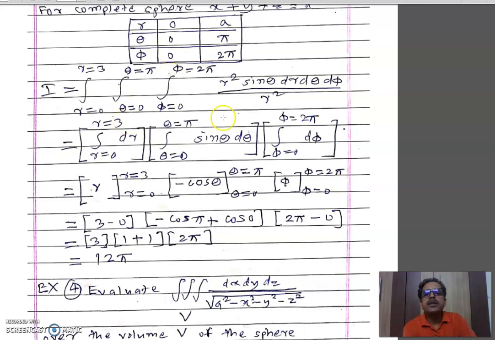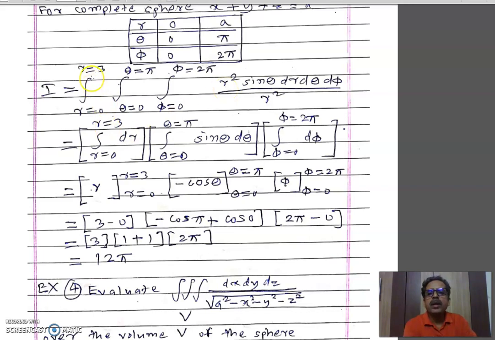Now you can see that this triple integration is converted into r theta phi. Limit of r 0 to 3, limit of theta 0 to pi, limit of phi 0 to 2 pi. All 6 limits are constant, and you can see that this function is variable separable. So you can separate the variable here.